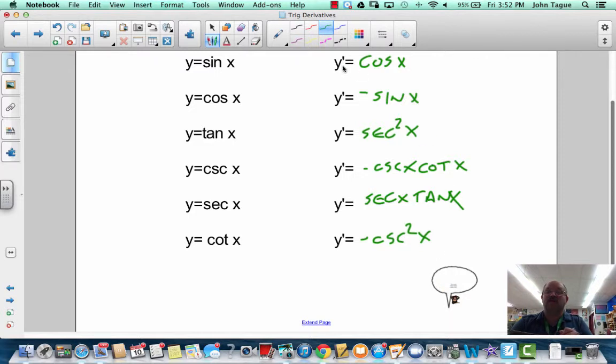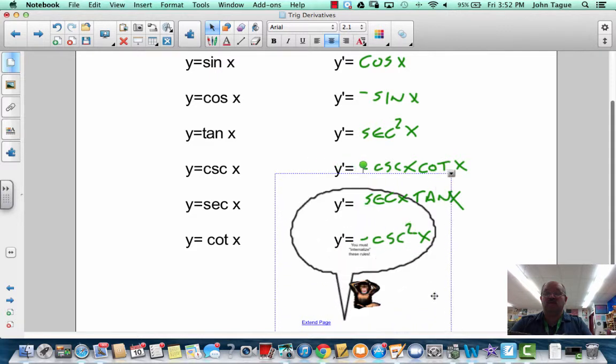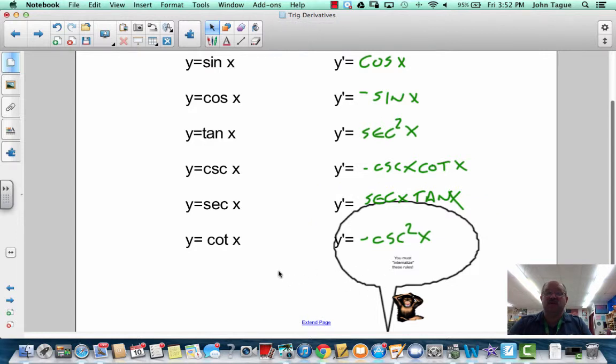What's this little guy saying? He's saying something. Wait, what's he saying? Could be hilarious. What's he saying? Maybe we should make him really big. You still can't see what he's saying. Oh, yes. Okay, you must internalize these rules. You must, you must, you must. That's a little monkey saying. You must. You got to get these so that we know them off the top of our head.